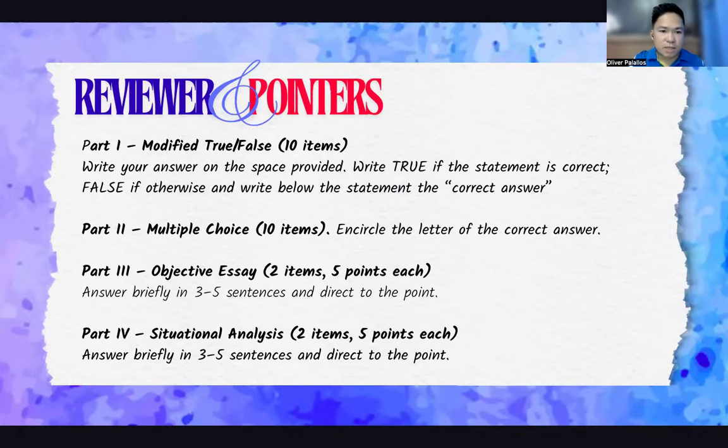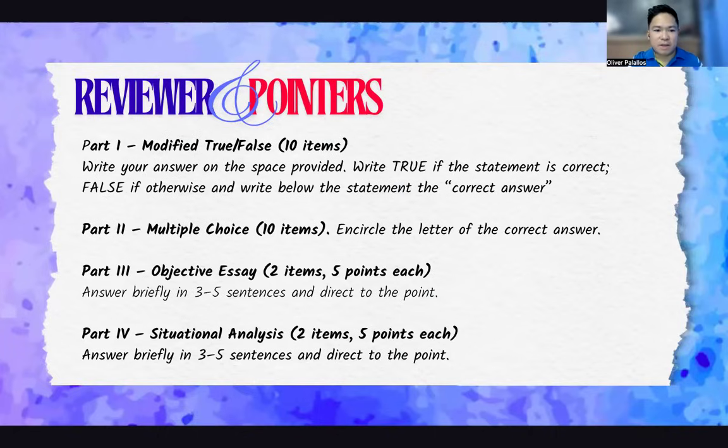So part two, this is a multiple choice, and this is also 10 items. The instruction is encircle the letter of the correct answer. So whatever the questions on part two, all the details and informations will be provided on the first part of this video. And on part three, this is objective essay. So this is two items, but 5 points each. So answer briefly in 3 to 5 sentences and direct to the point.